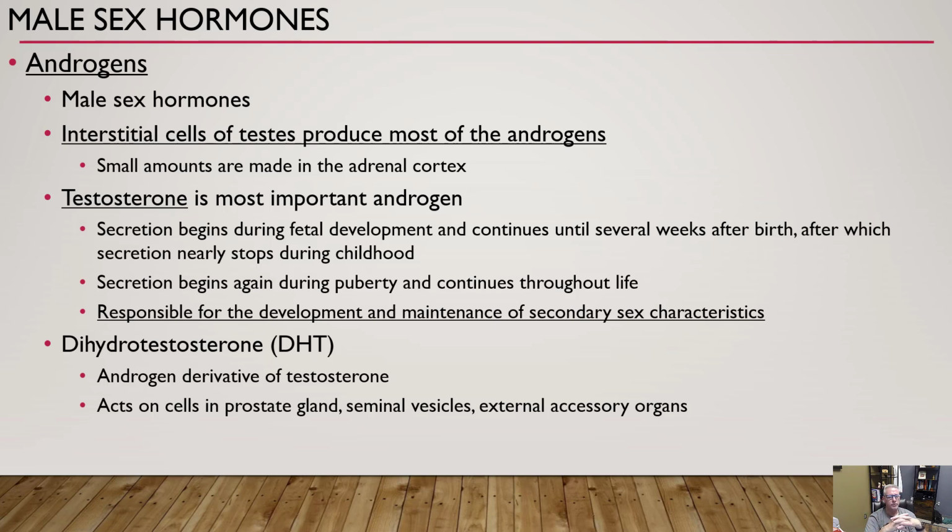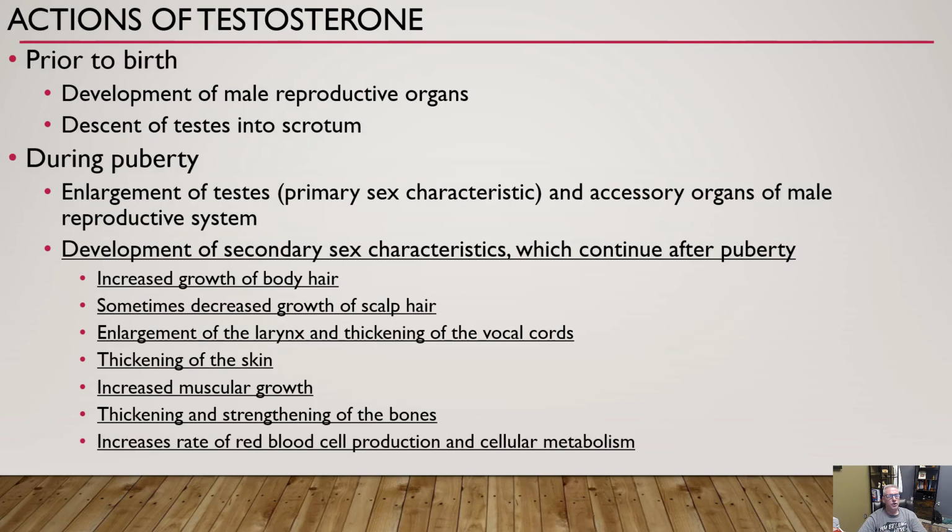And we also have another androgen called dihydrotestosterone, or DHT. It's basically a derivative of testosterone. All right, so what does testosterone do? Basically it descends your testes and develops the male reproductive organs. But during puberty, as I said, it does your secondary sex characteristics, along with developing your accessory organs. So what are the male secondary sex characteristics?